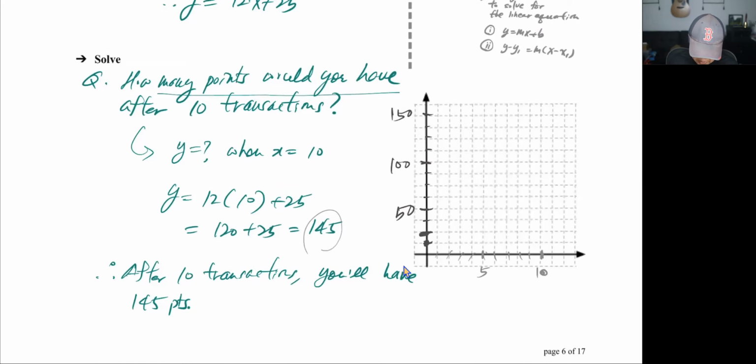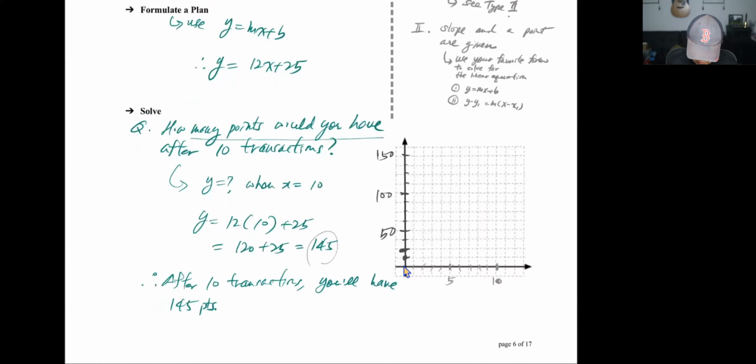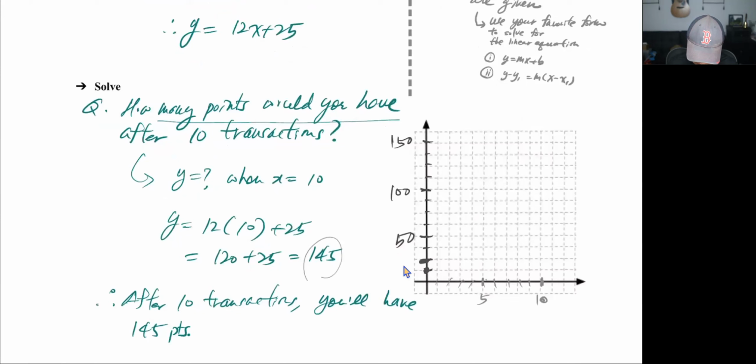So initially, what did it have? What was the initial value? Y-intercept is 25. So that is 25 right there, right? And the point was 10 and 100. So 10 is right here, 150 is here, 125 is right there, around here somewhere. And you connect those two. There you go. Okay.